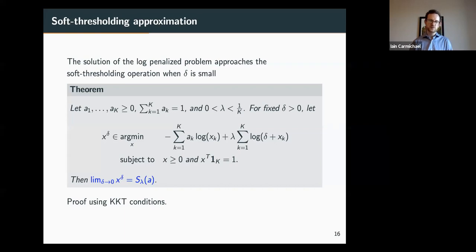You can prove this by looking at the KKT conditions and doing some analysis with that. So what this theorem says is, the solution of the log penalized problem, I don't really know what it is, but if delta is pretty small, then we can approximate it using soft thresholding.